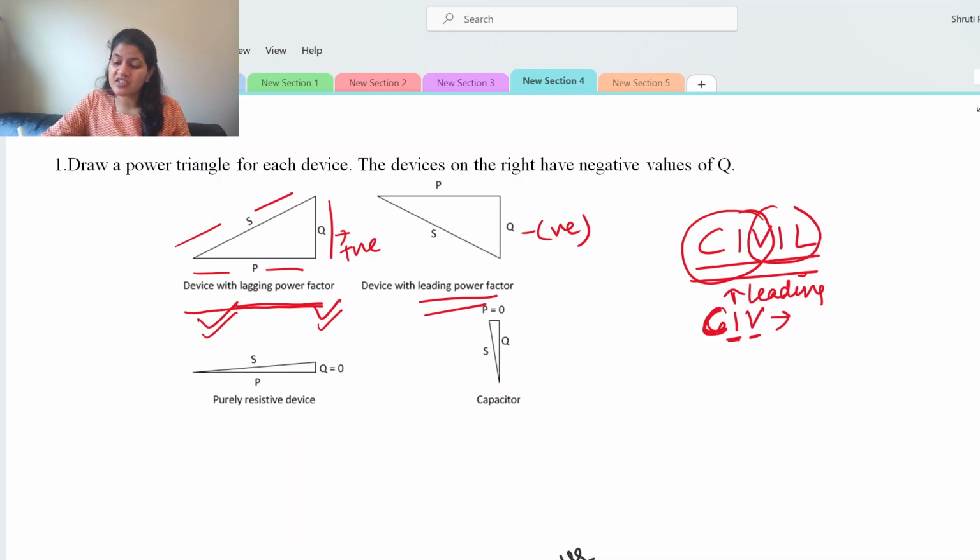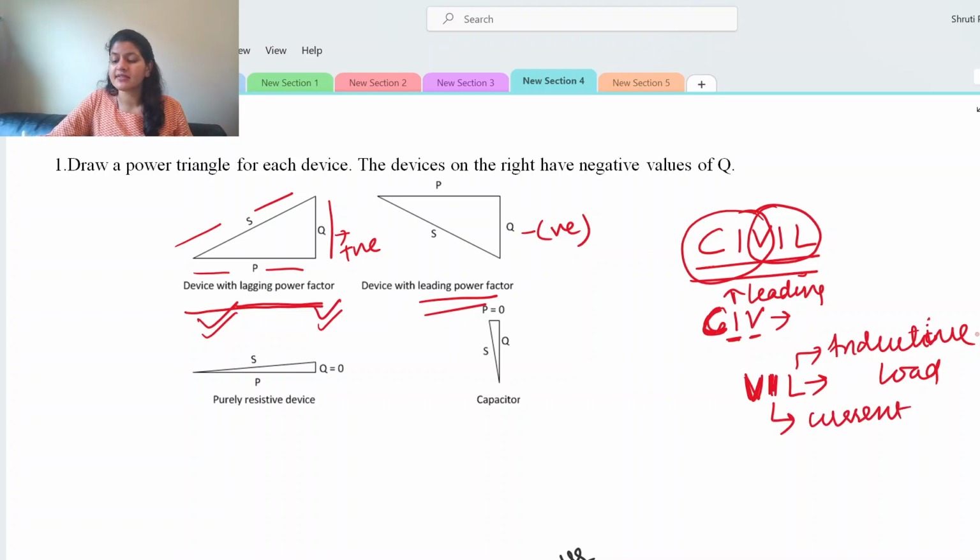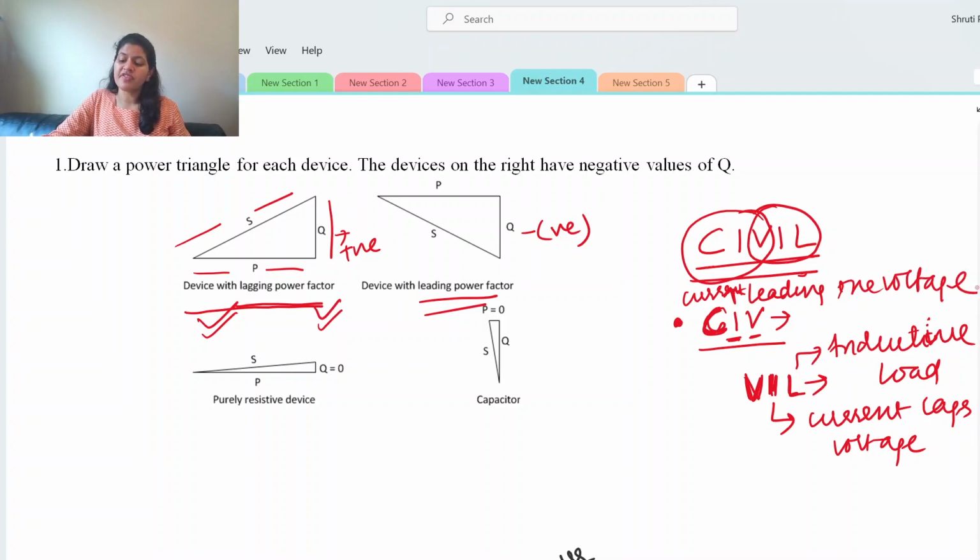While if we take the other half, it will be VIL. By this I can say that in case of an inductor or inductive load, I'll write it as inductive load, voltage comes first and the later is current. So here I can say that current lags the voltage. So in case of a capacitor, current is leading the voltage, and in case of an inductor, the current is lagging the voltage, because the current comes later and the voltage comes first.